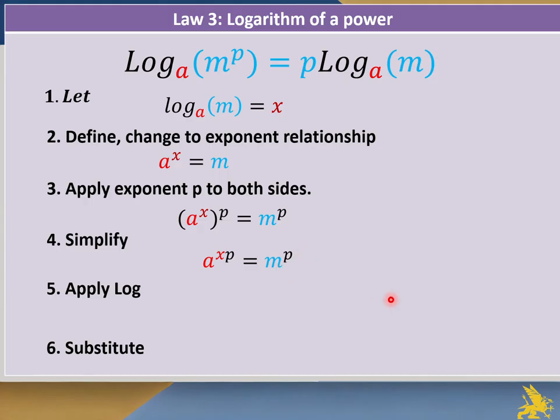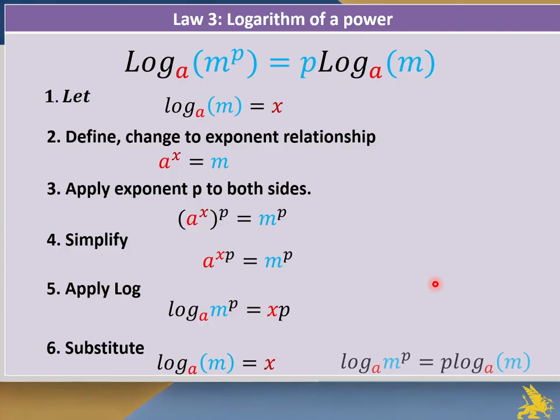We will apply our log relationship. So here I've got log base a of m to the power of p is equal to xp. Finally, we're going to substitute. So log base a of m is equal to x, and if I substitute that in for x, I am going to get log base a of m to the power of p equals p log base a of m, which is what we had up here.